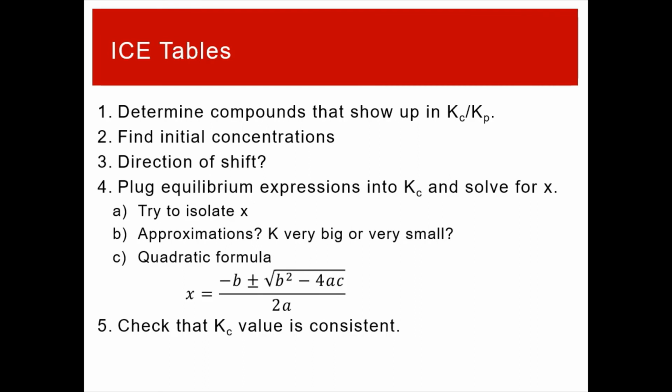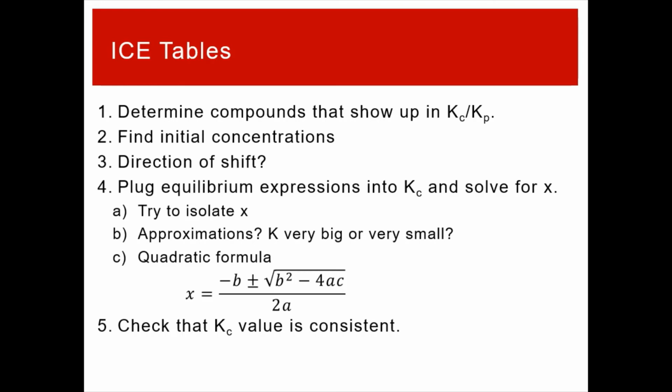Then you get your E value. The whole point of the ice table is to set up those values of X and plug them into Kc, and then you try to solve for X. At the bare minimum, you can try to isolate it. The first couple examples we looked at were designed in such a way that you could just solve it algebraically. Otherwise, if K is really big or really small, try to use some approximations to solve it using square roots and stuff like that. Otherwise, quadratic formula.